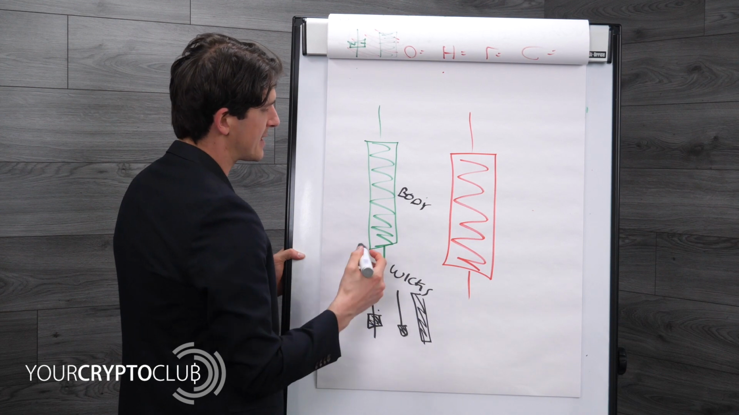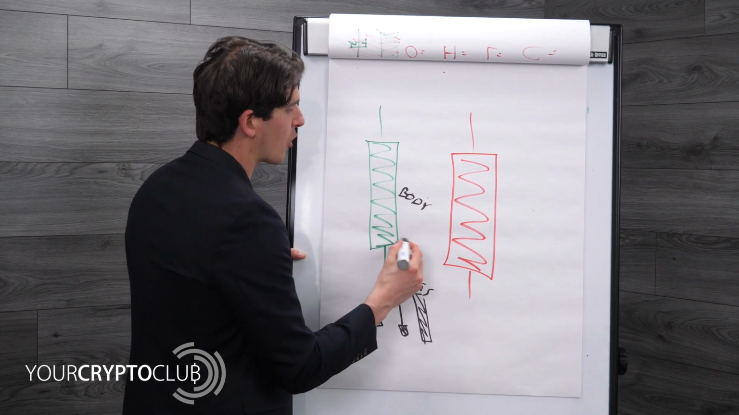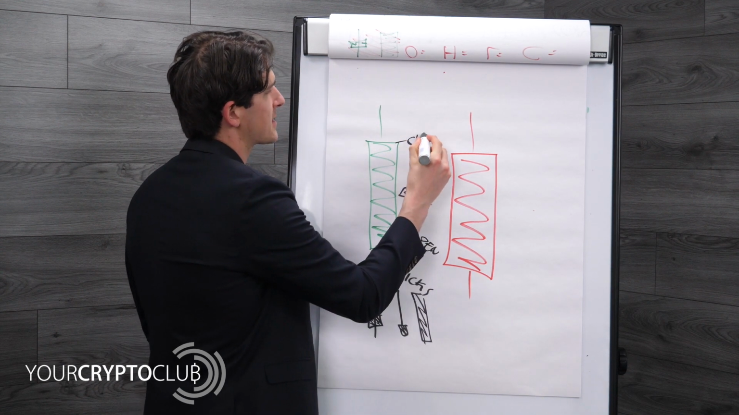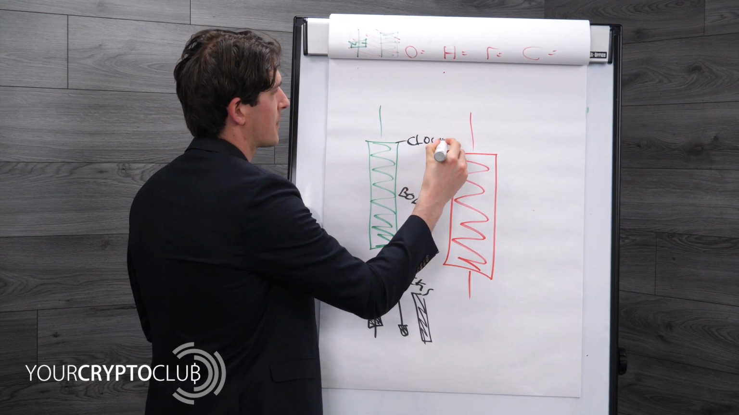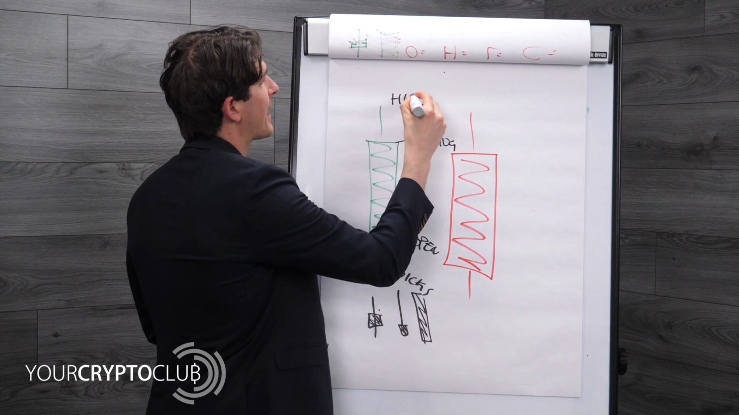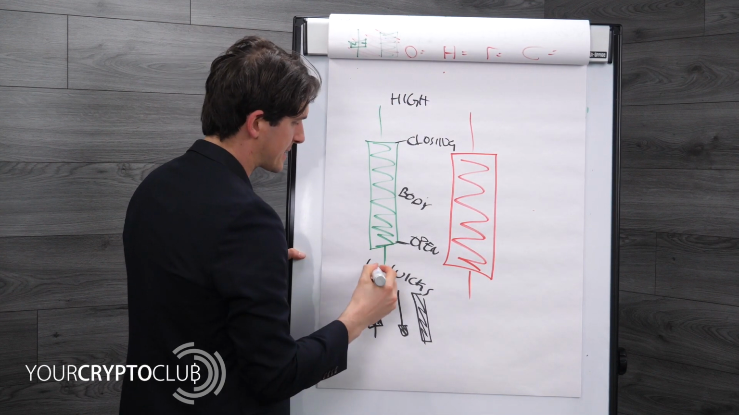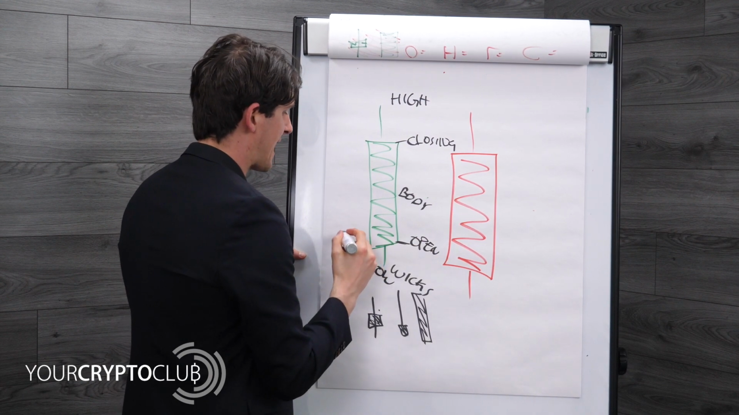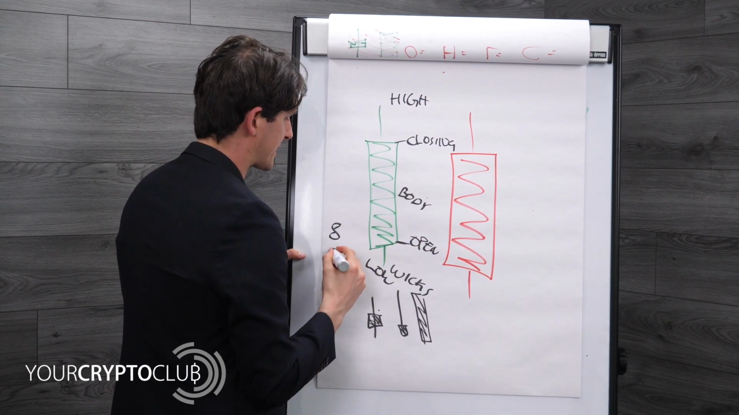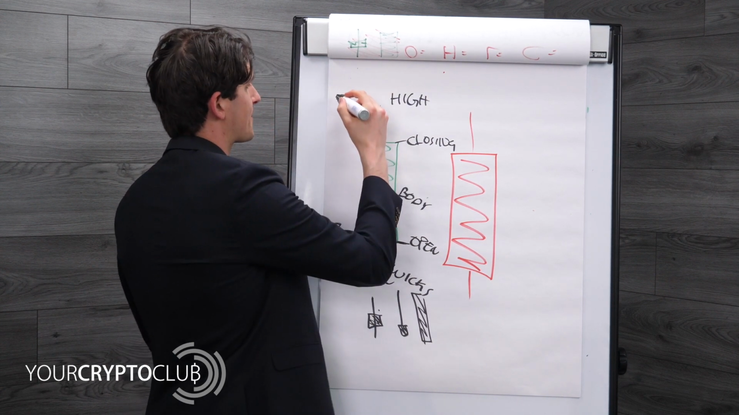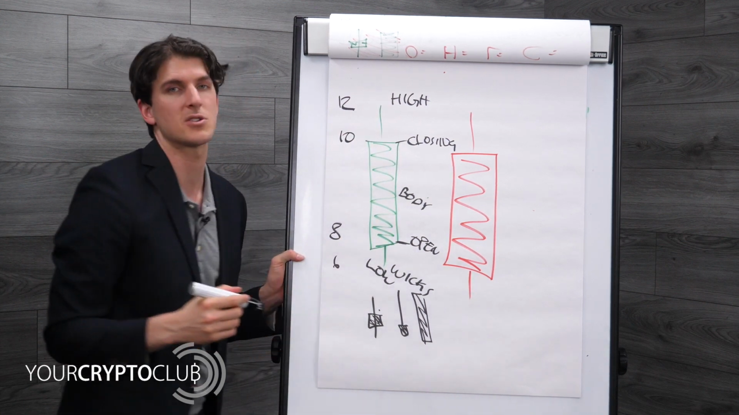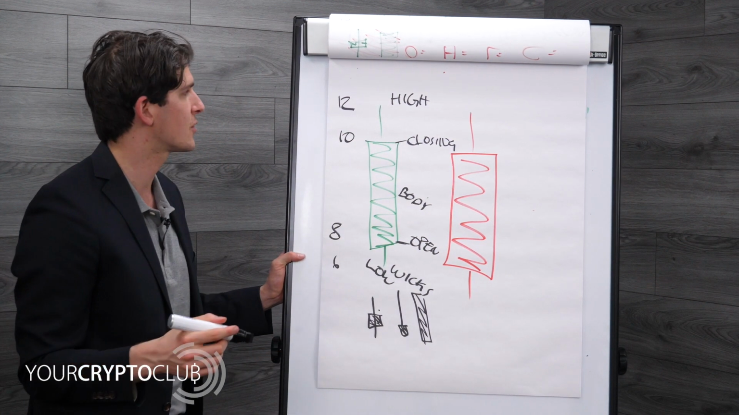The green ones always open lower. There's the open price, this is the closing price, this is the high of the day, and this is the low of the day. So let's imagine it opened at $8, went down to $6, all the way up to $12, and then for the day it closed at $10. Just as an example, to give you an overview.